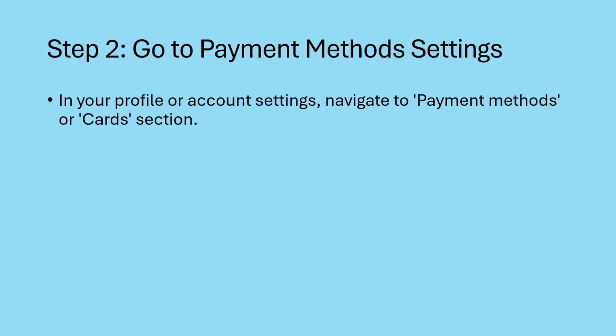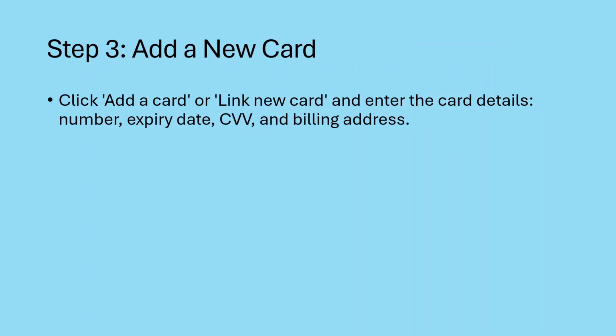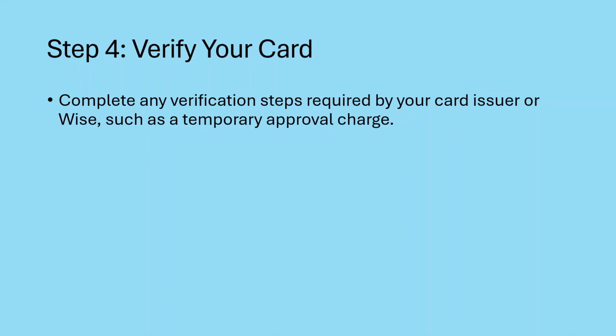Step 2. Go to Payment Method Settings. In your profile or account settings, navigate to Payment Methods or Cards section. Step 3. Add a new card. Click on Add a card or Link new card and enter the card details, number, expiry date, CVV and billing address.